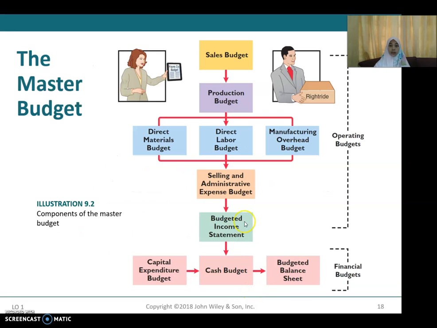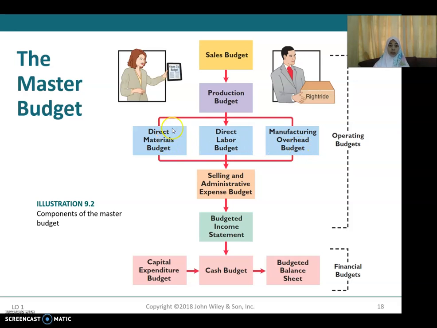Okay, so for your operating budgets, it starts from your sales budget. How much do you want to sell? From how much you want to sell, that goes to how much you need to produce. So that goes to your production budget. From your production budget goes into the components of your production. Okay, you remember when you want to calculate your production cost in chapter 1, we need to look into our materials, we need to look into our labor, and then the remaining will be your overhead.